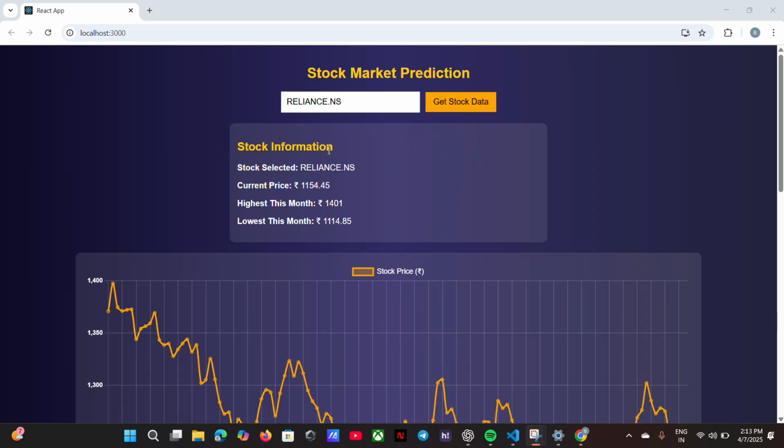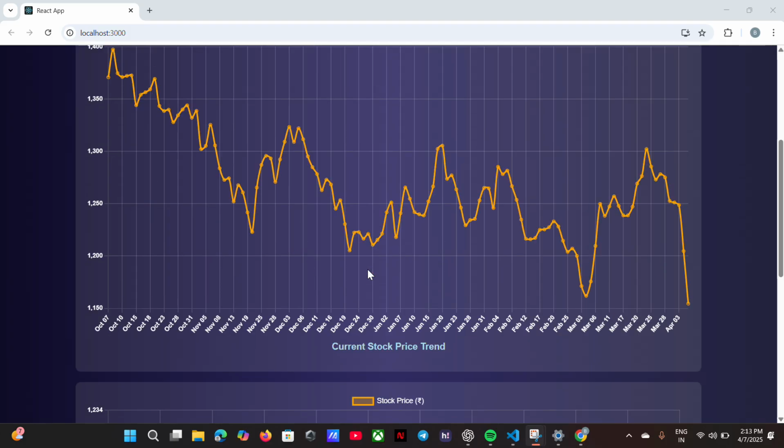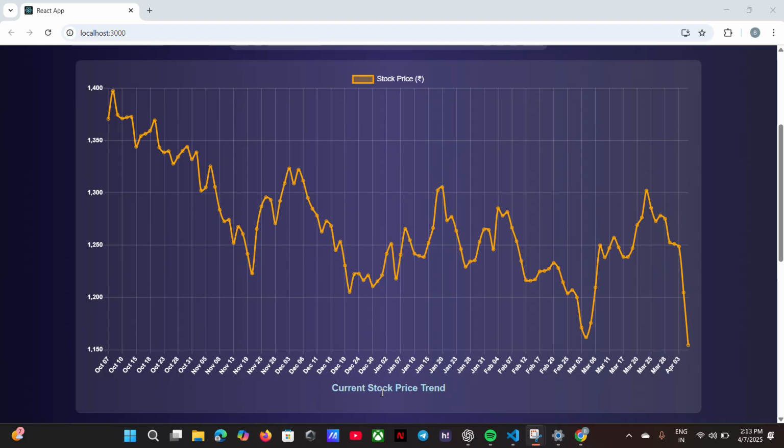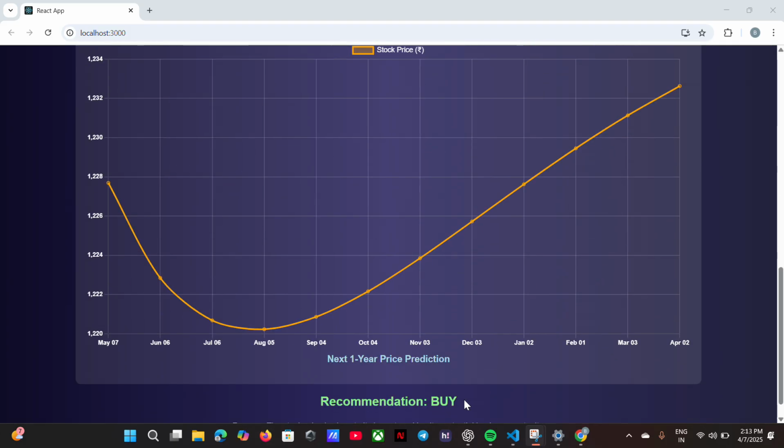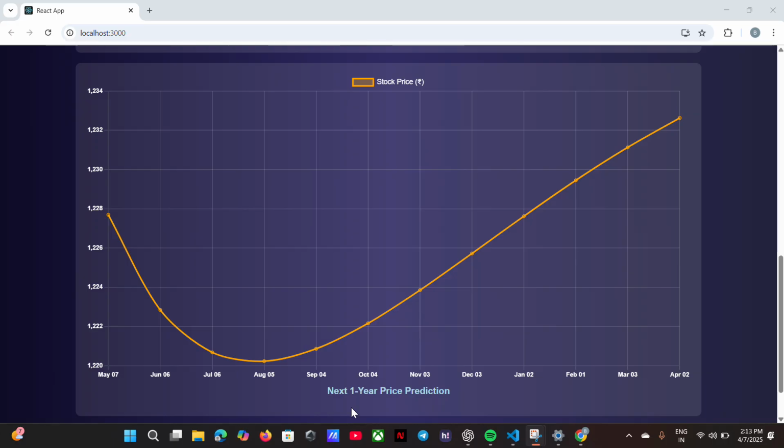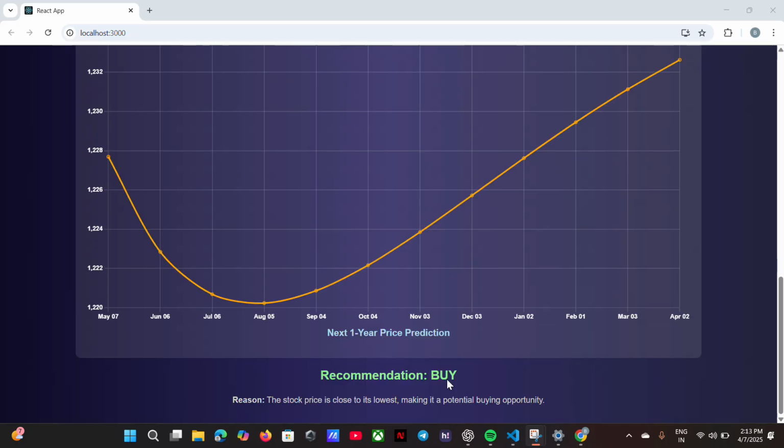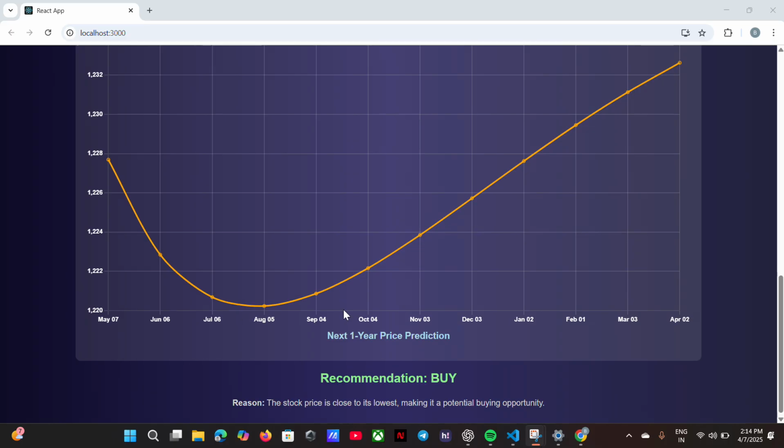As we go to the stock information, it gives the selected stock name and the current price of the stock, and the highest and lowest of this month. Next, it shows the current stock price trend and the next 1 year prediction of the stock, and it also gives the recommendation to buy, sell or hold the stock, along with the reason for the recommendation: why you have to buy the stock, why you have to sell the stock, why you have to hold the stock.